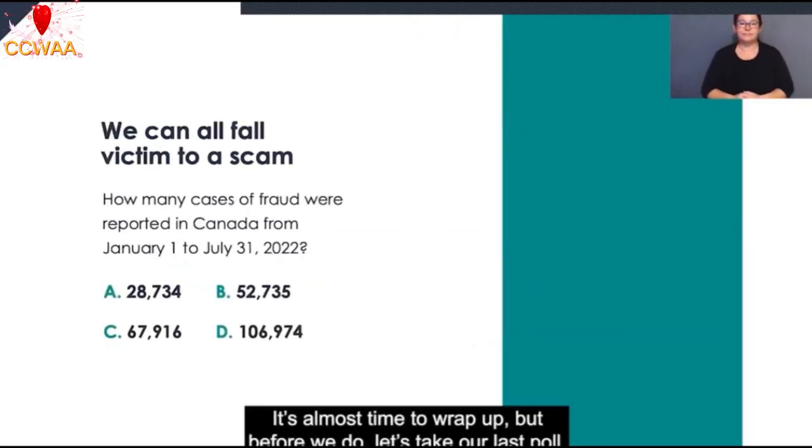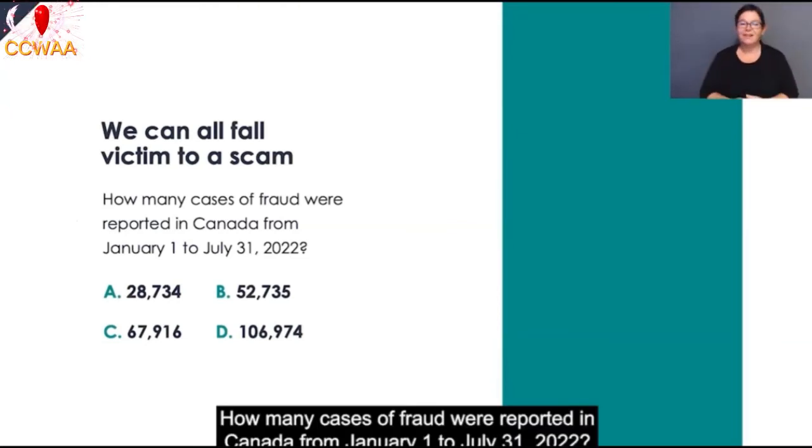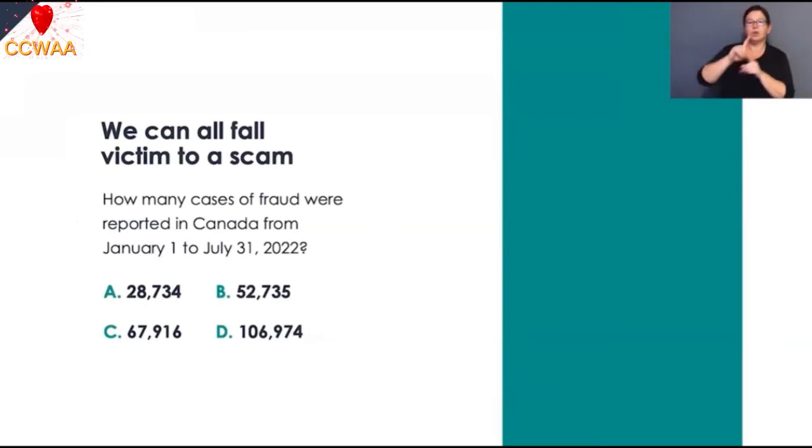It's almost time to wrap up, but before we do, let's take our last poll. How many cases of fraud were reported in Canada from January 1st to July 31st, 2022? A, 28,734. B, 52,735. C, 67,916, or D, 106,974.